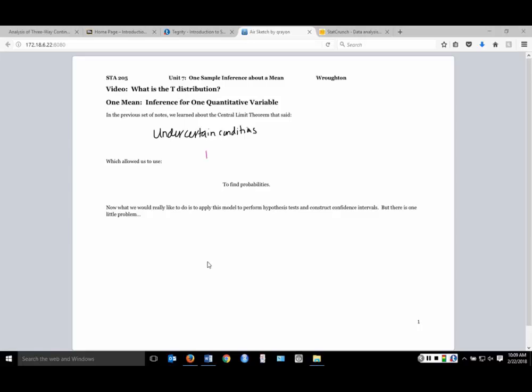We could then say that our y bar would be approximately distributed normally with a mean of mu and a standard deviation of sigma over the square root of n. This is our mean of y bar. This is our standard deviation of y bar. And then, because of that, we were able to use our z formula, which was y bar minus mu over sigma over the square root of n. We could use that to find probabilities.